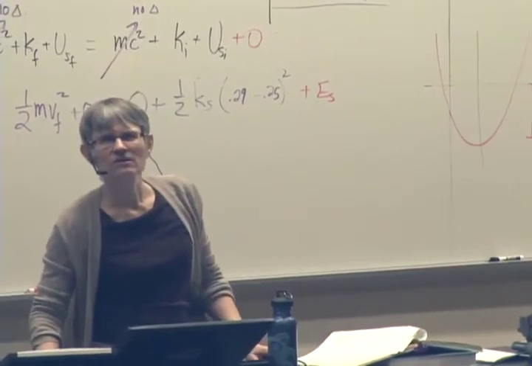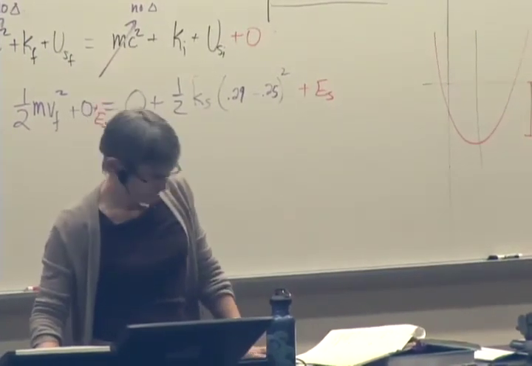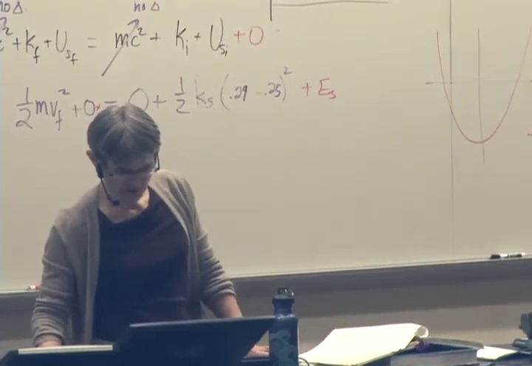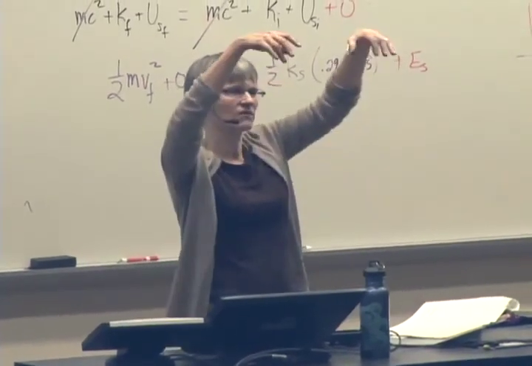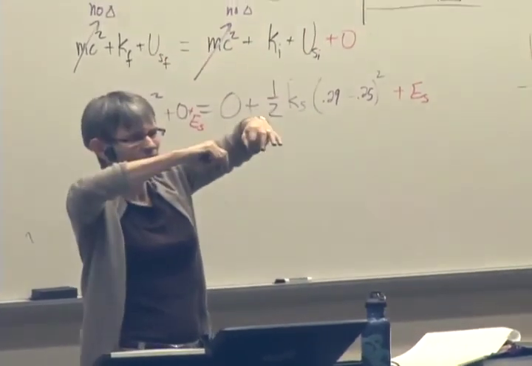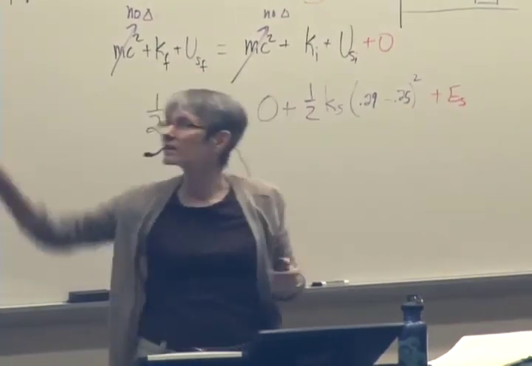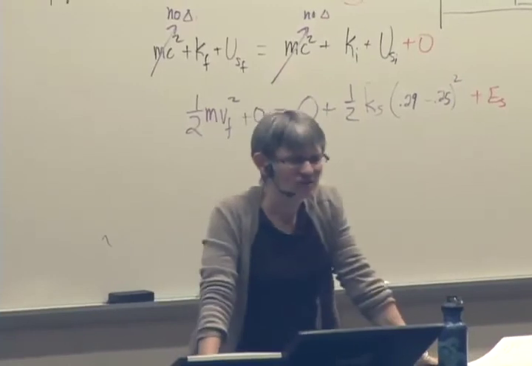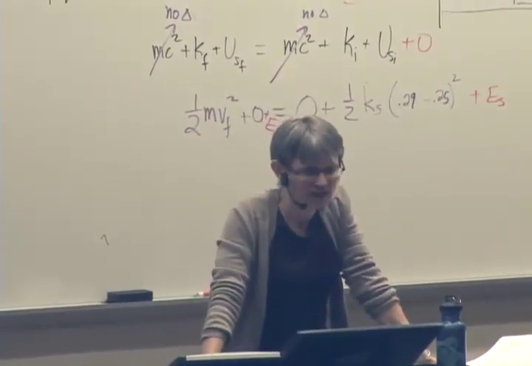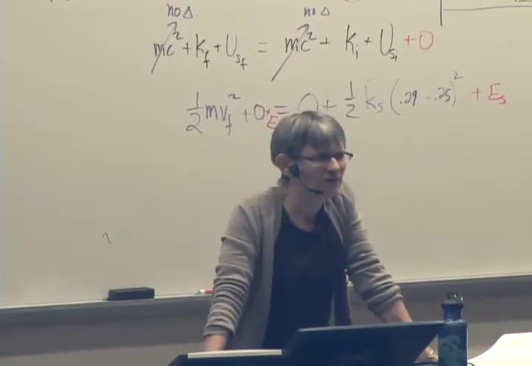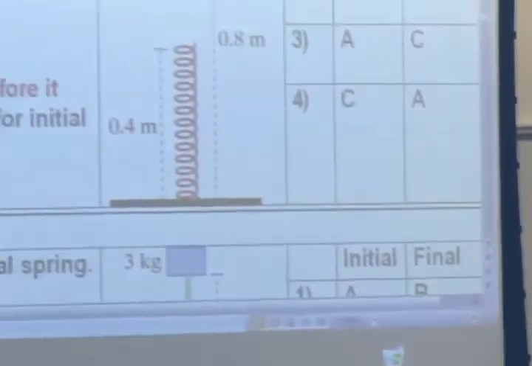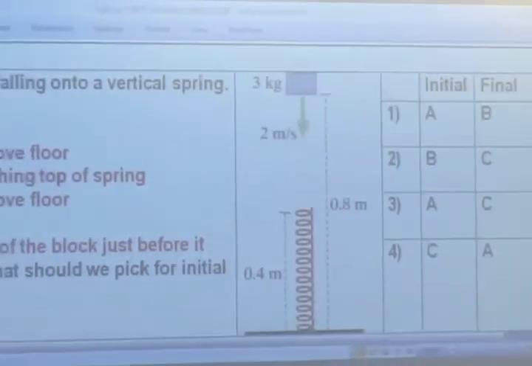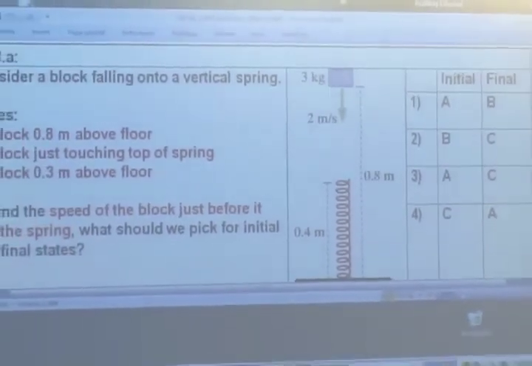All right, let's think very quickly about another problem which is worked out in the book, so you can look at it there. Here's the situation. We have a spring sitting vertically. A block is dropped onto the spring. At the moment we are looking at it, it's got a speed of 2 meters per second down. We want to find the speed of the block just before it hits the spring. What are we going to pick for initial and final states?